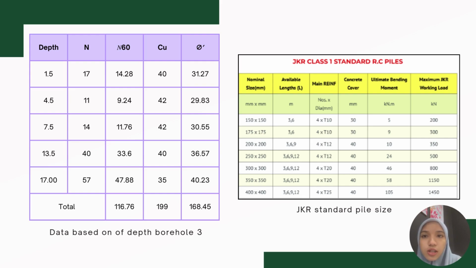And then we refer to the JKR class 1 standard for RC pile. We use the nominal size 150 times 150 mm to achieve our maximum JKR working load.